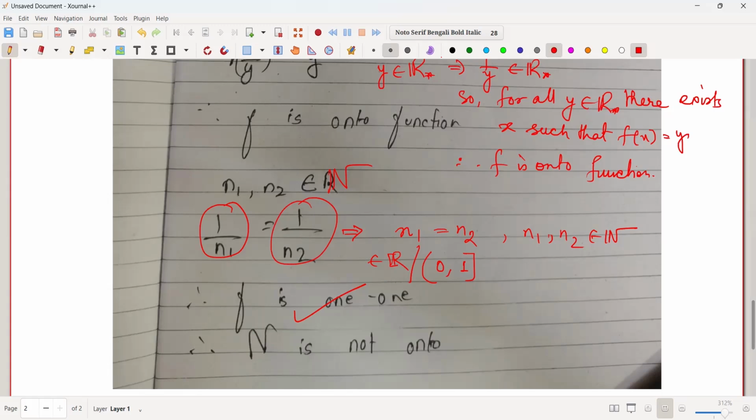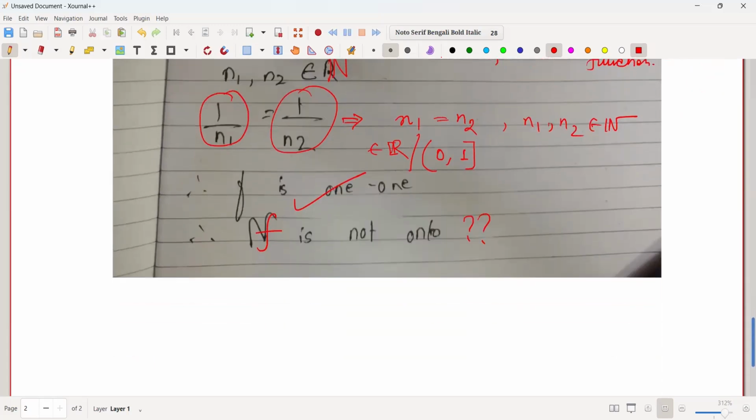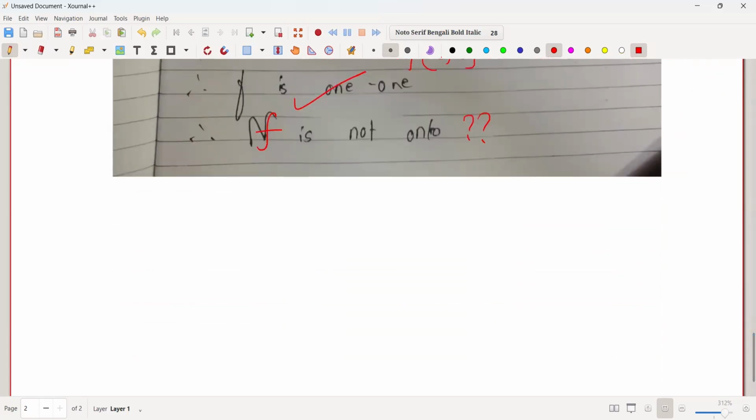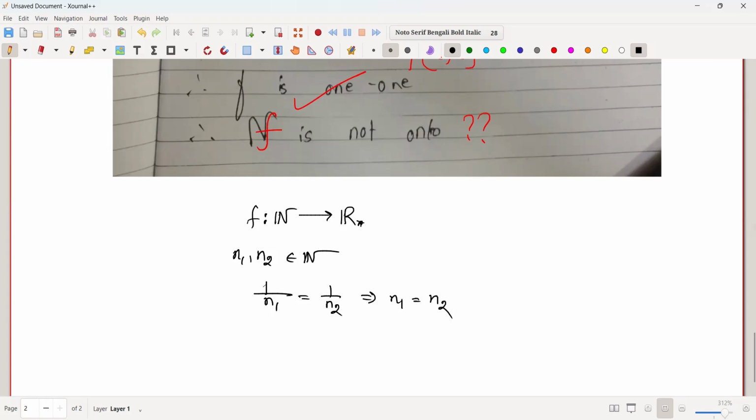Why f is not onto? That you have to show. So this f from natural number to R star, this function is 1-1 because n1, n2 belongs to natural number, the domain. So f(x1) equal to f(x2), this implies that n1 equal to n2, and therefore f is 1-1 function.